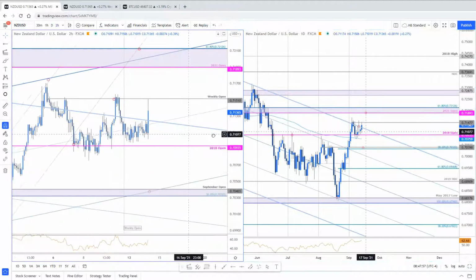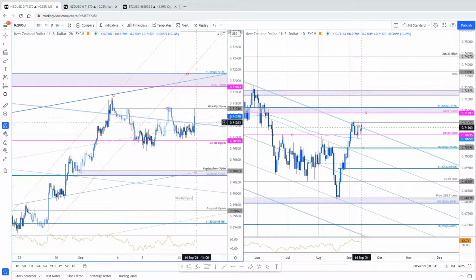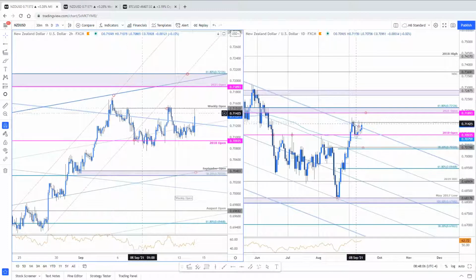Again, here's the intraday chart. For all intents and purposes, we actually did buckle back above the weekly open, but here's last week's open, which was resistance on Friday, resistance on Tuesday, and we just clapped it right now.